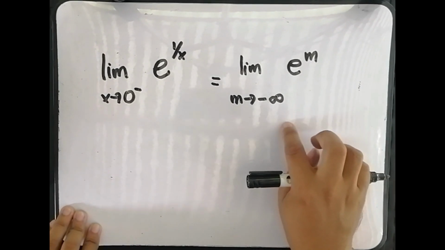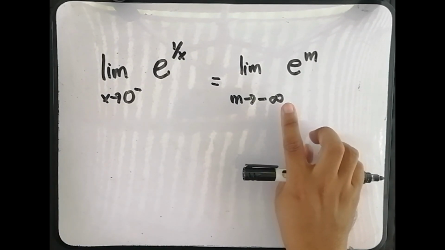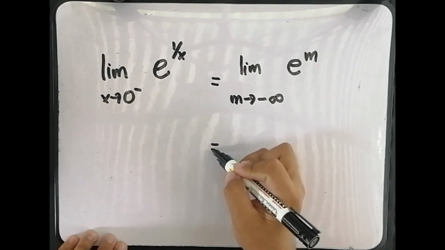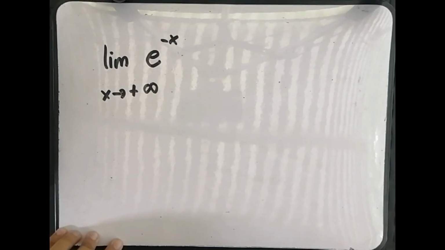So, may kamukha na ba to? Yes, ang kamukha na nito ay theorem number 1. And what does theorem number 1 say? Sabi niya that the limit of this now is equal to 0.